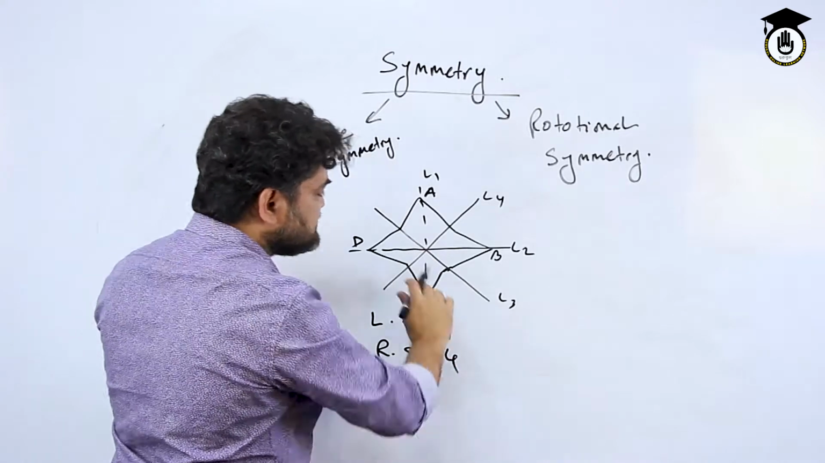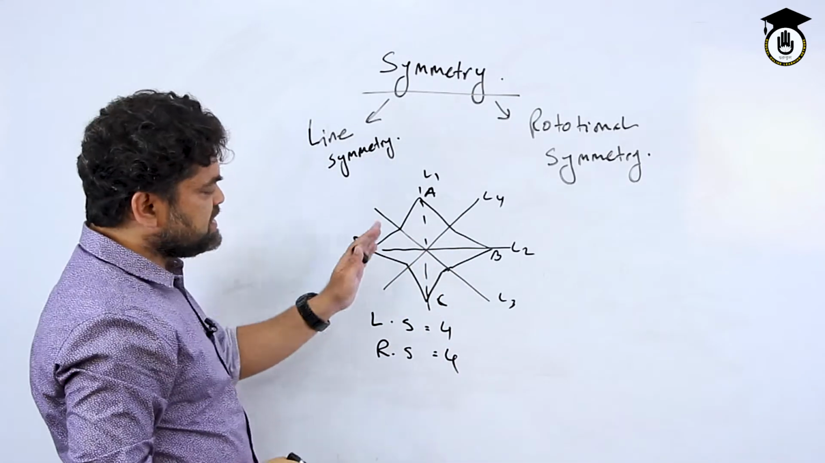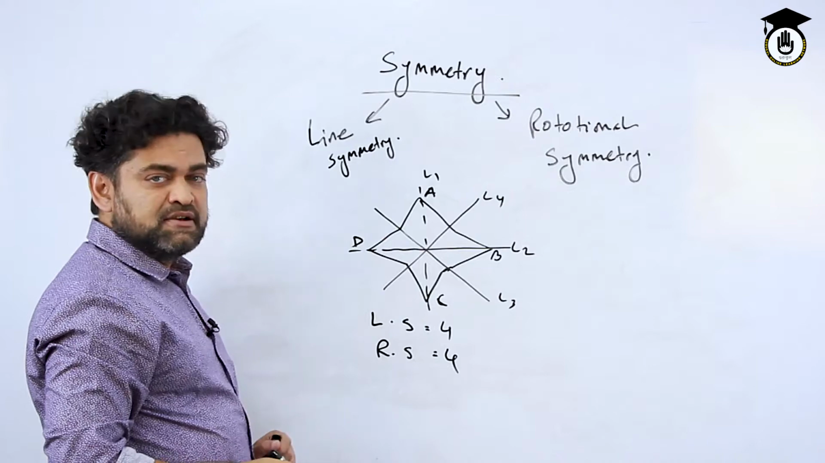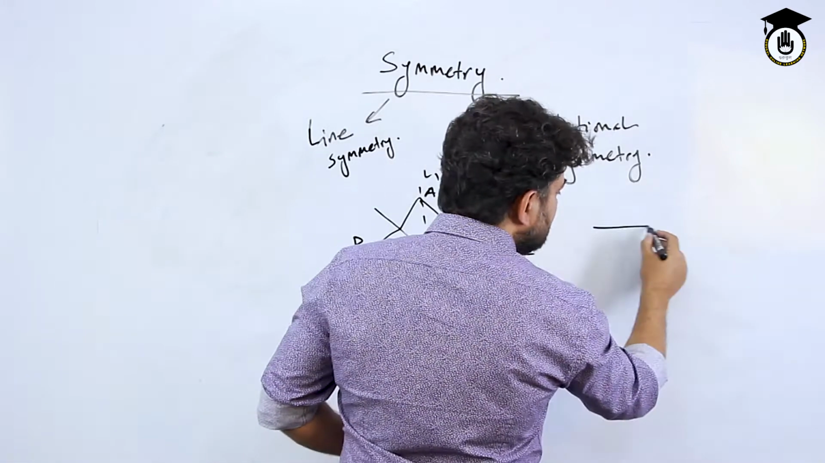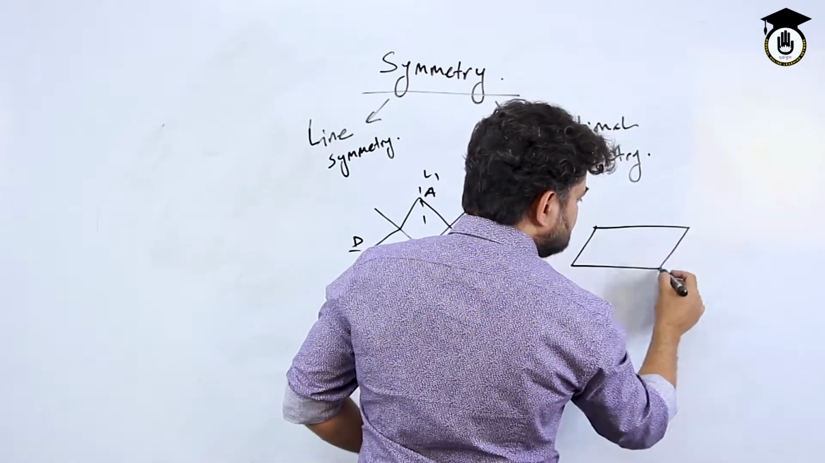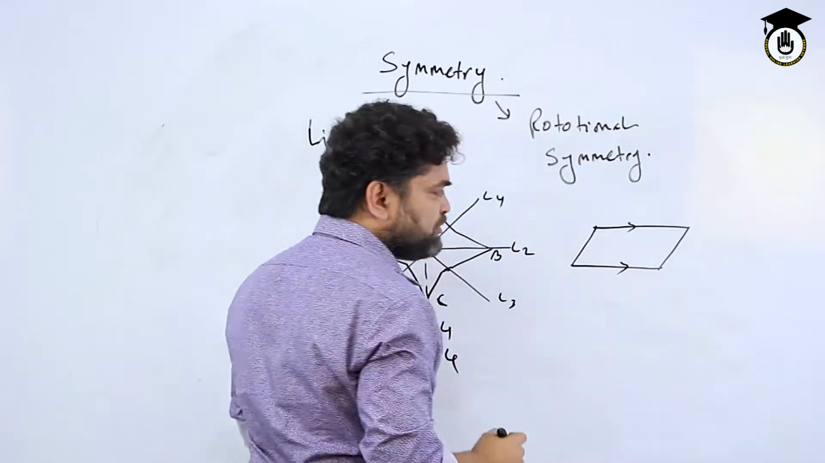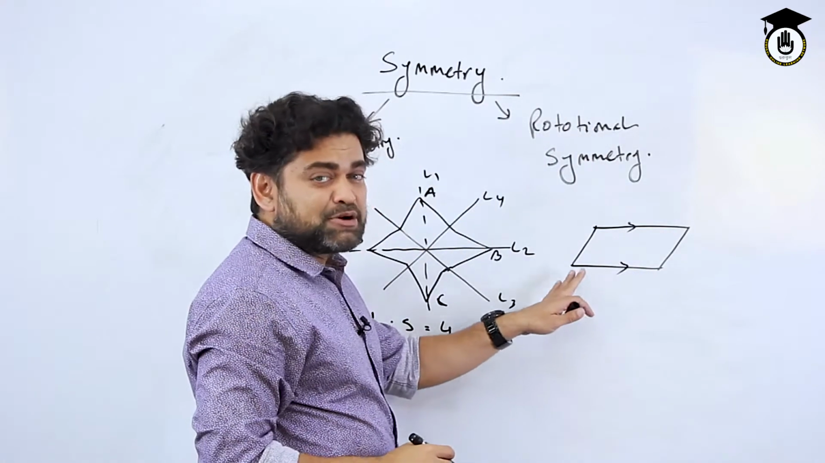So 4 times I can rotate it. So here it comes, rotational symmetry 4. If you come up with a parallelogram, what is a parallelogram? Here you can also easily understand about a parallelogram.